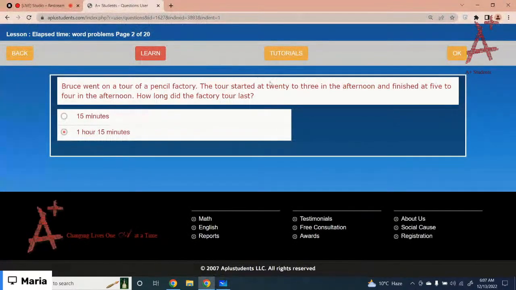Do you know how to read the time like this? 20 to 3 and 5 to 4. 20 to 3 means you have 20 minutes left to 3. So go back 20 minutes. It would then be 2:40.